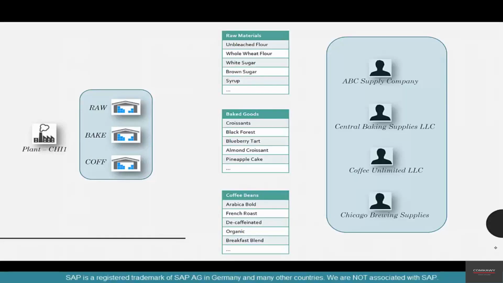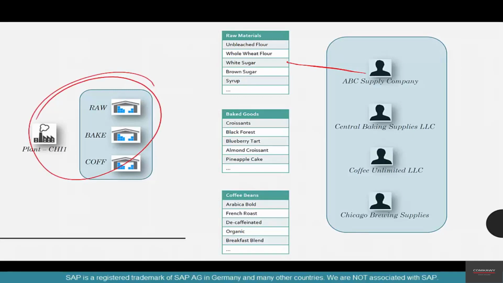In the previous videos, we have seen vendor master and material master. And we said that not all vendors supply all the materials. So some vendors supply some materials and some other vendors supply other materials. So where is the relationship between the vendor and material documented?